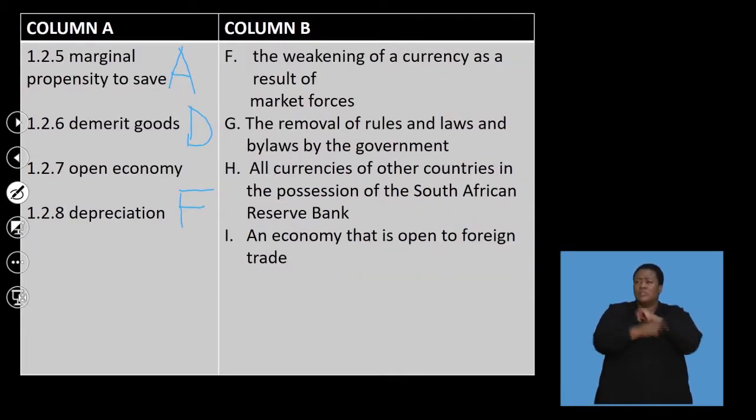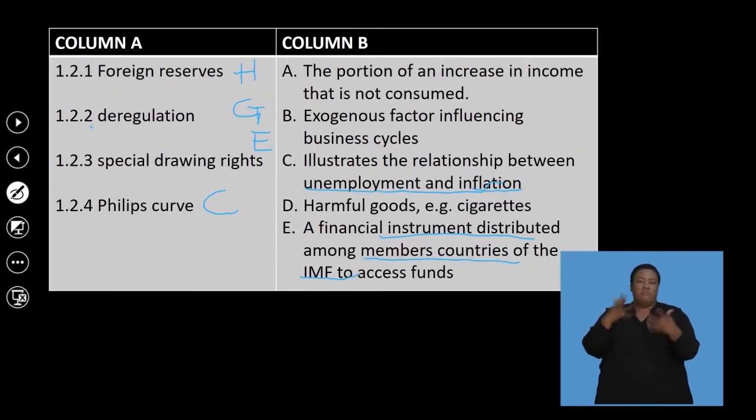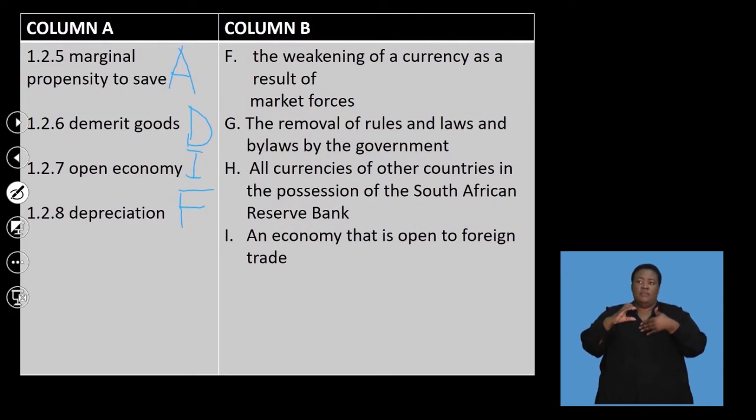It says an economy that is open to foreign trade. The answer is I, which is our open economy. As you can see, guys, all our options have been catered for. Let's check again. 1.21, it's H. 1.22 is a G there. Special drawing rights, which is 1.23, is E. Phillips curve is C. Right? Marginal propensity is A. Demerit goods D. And then open economy I.